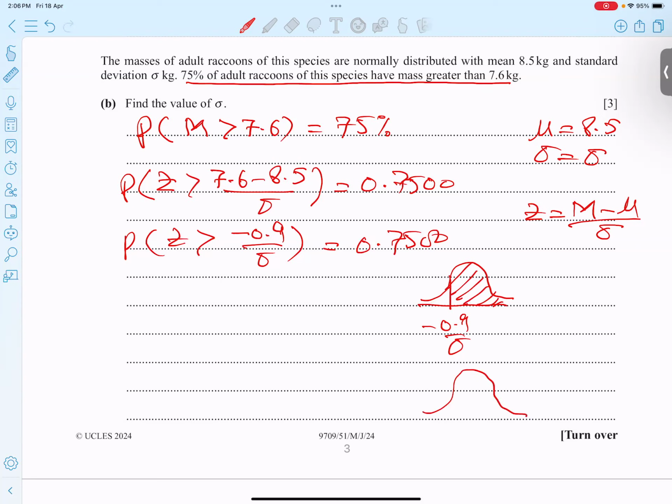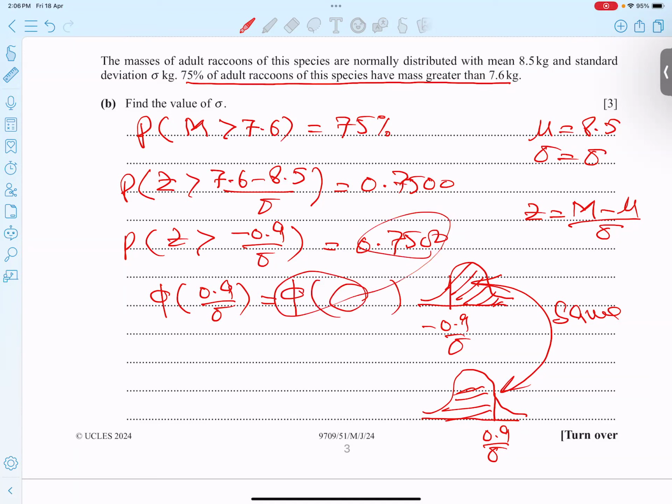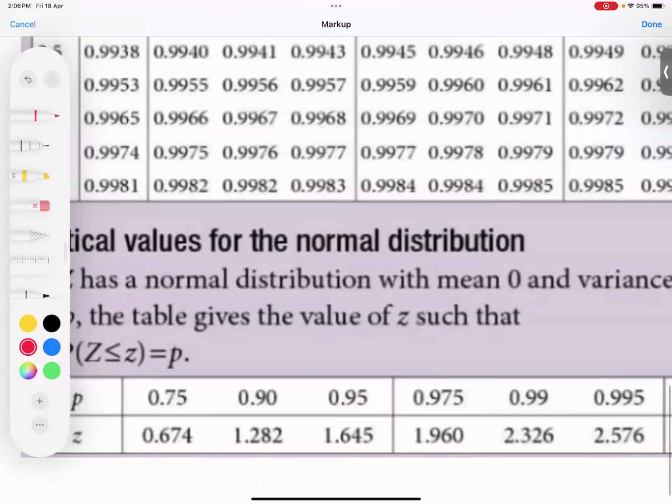So I'm going to make the same diagram again, but I convert this negative number into the positive side. Do you know that this area and this area are exactly the same? Because the diagram is symmetrical. So phi of 0.9 over sigma equals this one. But you know, students, this is the probability, and I'm looking for phi of what number gives this probability. So let's go back to the table. I can find it from the table, but we have special numbers available below. So the probability is this one, and this value is 0.674.